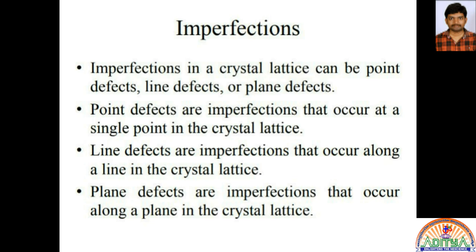The next defect is plane defects. Plane defects are the imperfections that occur along a plane in a crystal lattice. These are grain boundaries, twin boundaries, like that. A grain boundary is a plane defect where two adjacent grains meet. A twin boundary is a plane defect where two adjacent grains are mirror images of each other. These all also affect properties like strength, ductility, and electrical conductivity.